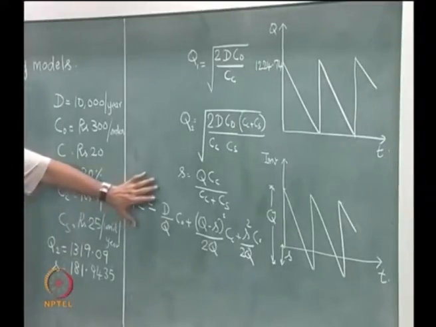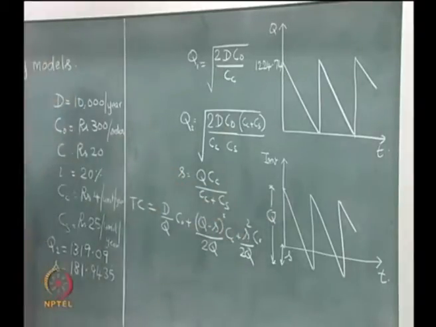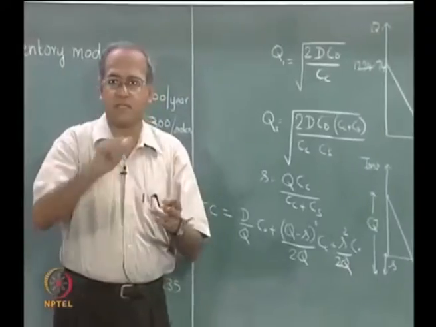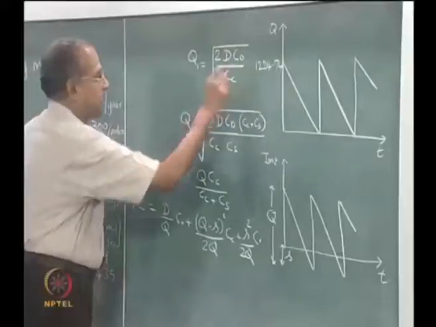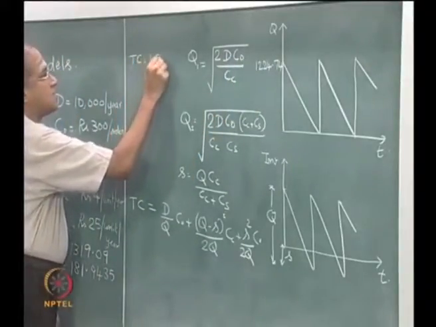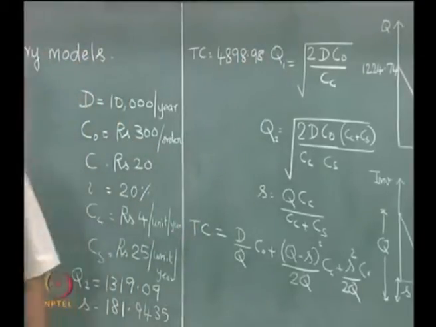Now, let us also calculate the total cost associated with this model and try and compare it with the total cost associated with the earlier model. The earlier model had only two components, which is the order cost and the carrying cost, and then the economic order quantity was 1224.74 and the total cost in this case was found to be 4898.98.